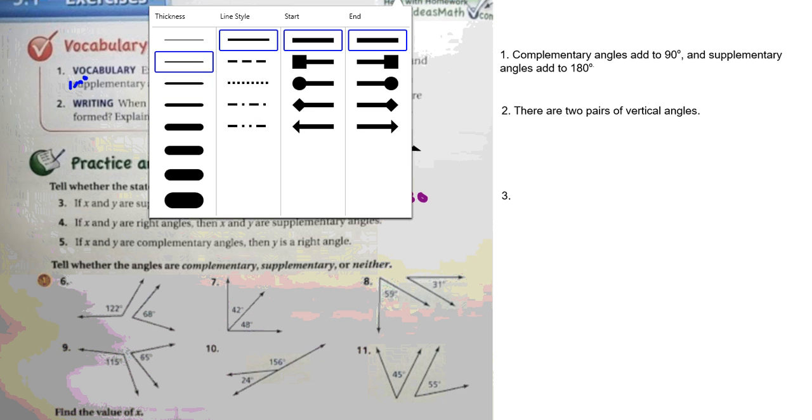Number three says, if x and y are supplementary, then x is obtuse. Tell if this statement is always, sometimes, or never true. I think this is straight off of the notes. If x and y are supplementary, that means they add to 180 degrees. Is it true that x is obtuse? Think of the different cases. x could be 100 degrees, an obtuse angle, and then y would have to be 80. So yes, it's possible.